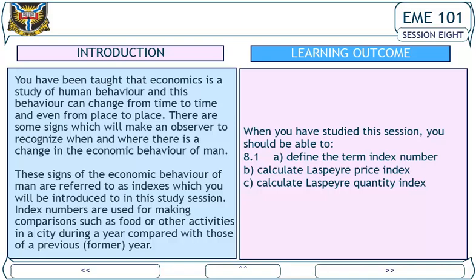Index numbers are used for making comparisons, such as food or other activities in a city during a year compared with those of a previous year. Learning outcomes. When you have studied this session, you should be able to define the term index number, calculate the Laspeyres price index, and calculate the Laspeyres quantity index.